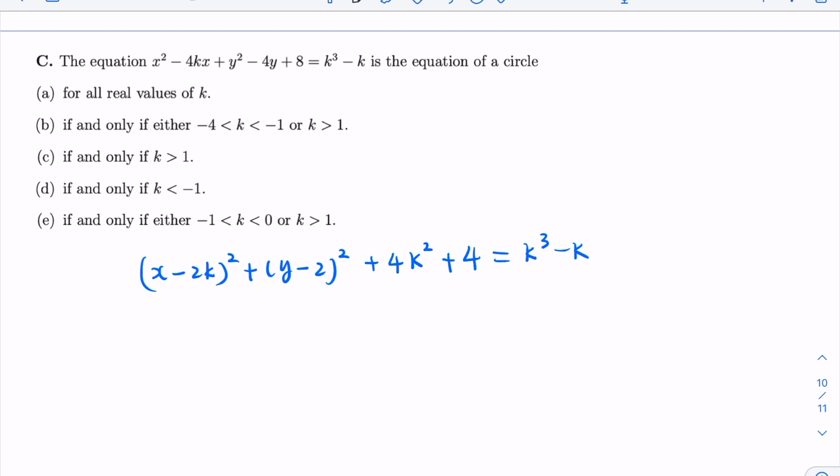Okay, so for this to represent a circle, now you have x minus 2k squared plus y minus 2 squared, and the whole thing moved to the right has to be a positive number. In other words, you further rewrite it the same way. The right hand side is going to be k to the third minus 4k squared.